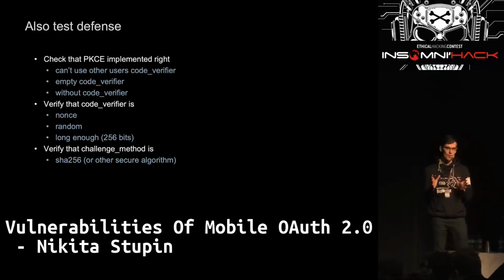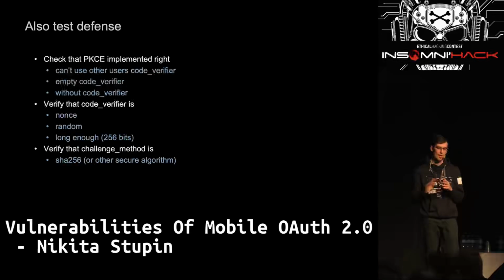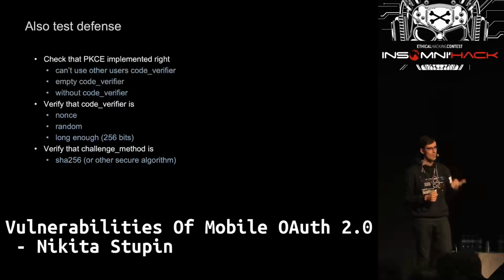When you're testing for this kind of vulnerability, you should not think, oh, there is a code verifier, it's most likely secure, I'll just move on and test something else. No, you definitely should check how the defense is implemented. In this case, you should play with the code verifier and try to remove it completely, try to get the code verifier from another user, and so on. And surely check that the code verifier is random, long enough, and used only once.